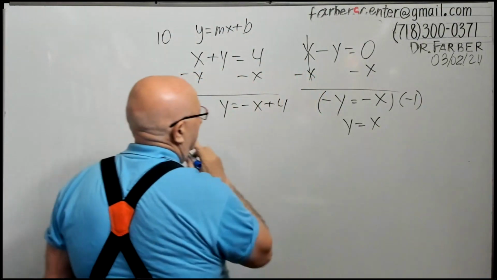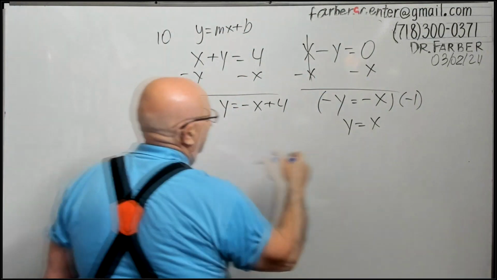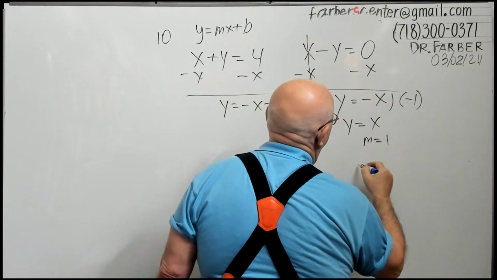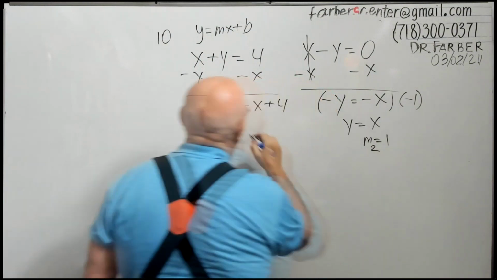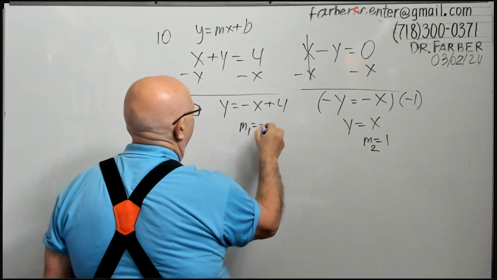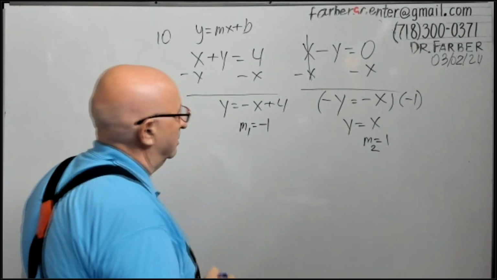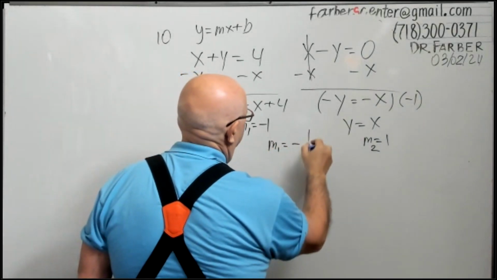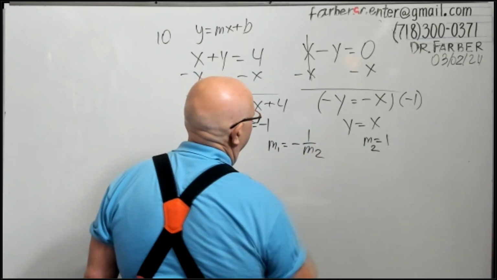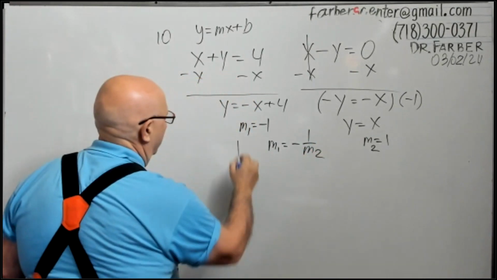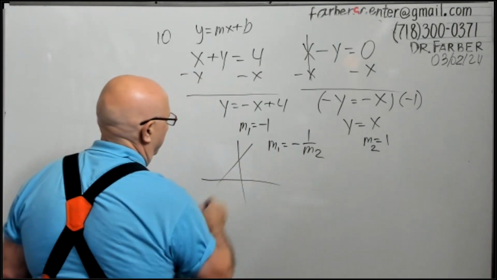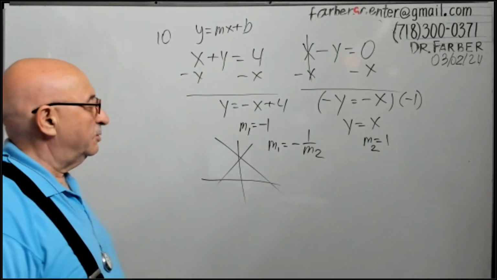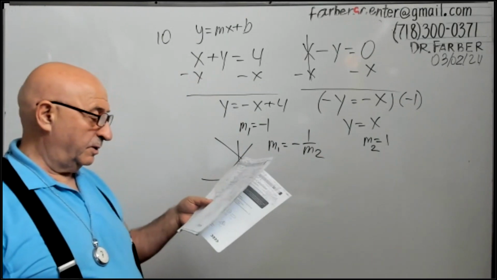Compare these two lines. This slope equals 1, and this slope equals negative 1. And you see m1 equals the negative reciprocal of m2. It means these lines must be perpendicular. I don't know which quadrant, nobody cares. So look in the multiple choice for perpendicular lines. It's only what? A.